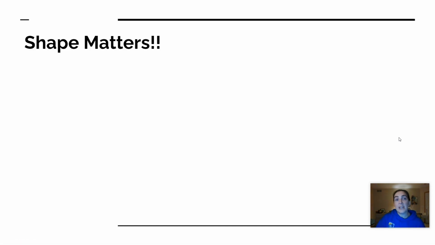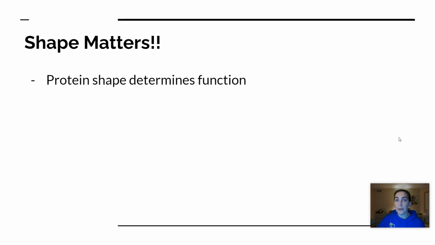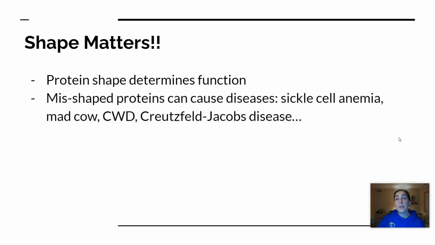That example demonstrated why the shape of a protein can be so important and what can happen when the shape is incorrect. The shape of a protein determines its function, and later this week we'll specifically look at that idea with enzymes, but it's true for all proteins. If a protein is misshapen, it can cause diseases.